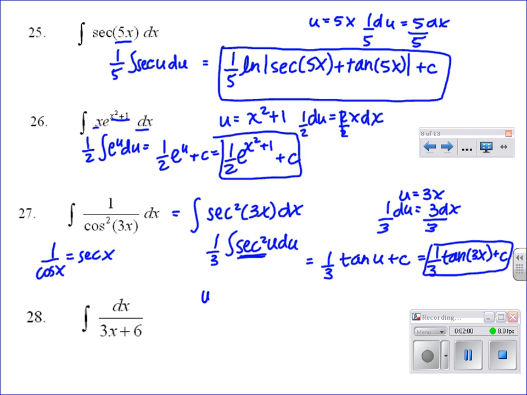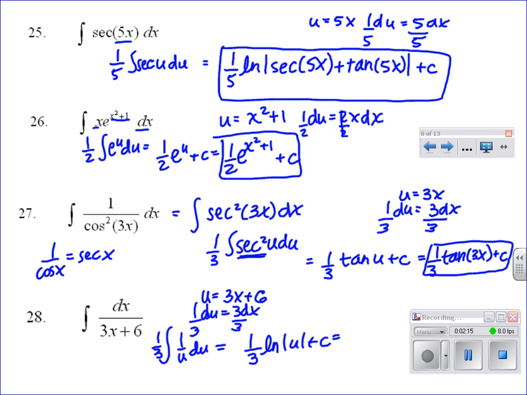Alright, you have the function at the bottom, let that be u. du would be 3. You don't see a 3, divide by 3. So you have 1/3 in front, 1 over u du. Your antiderivative is 1/3 natural log u plus c. So 1/3 natural log 3x plus 6 plus c.